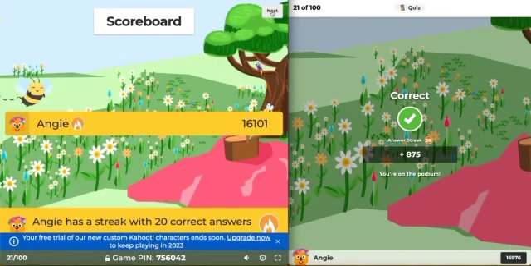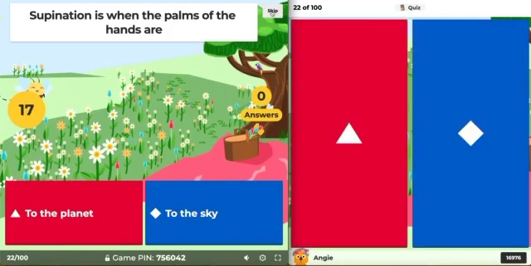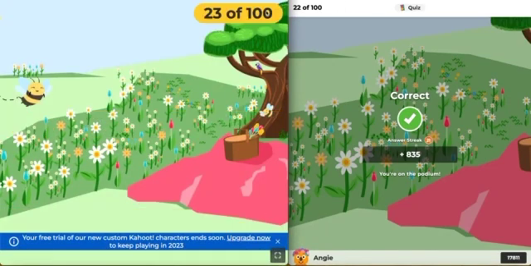Question 22. Supination. So when I think about supination in terms of how I associate the terms, I always think about supination and superhero. Superheroes fly to the sky. Next question.